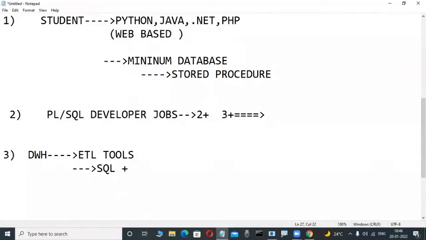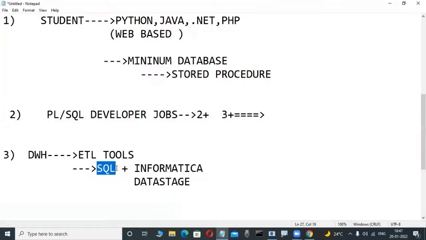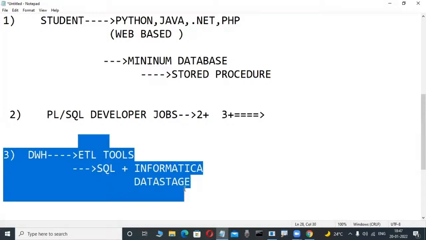Then they learn the tools in institutes. Informatica is a very popular ETL tool. Talend is also a tool like that. These ETL tools have a graphical user interface. They are learning with minimum SQL knowledge required. That's why they learn these courses for these jobs too.